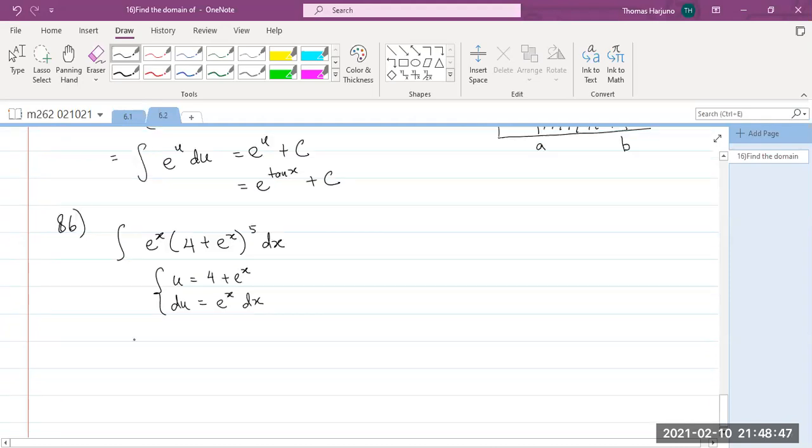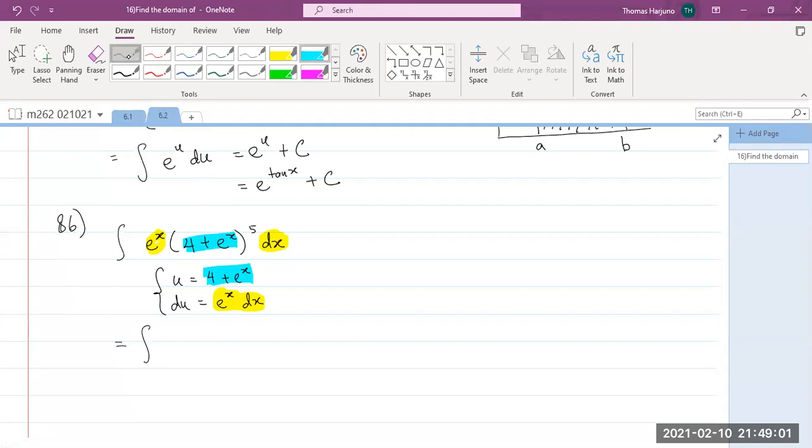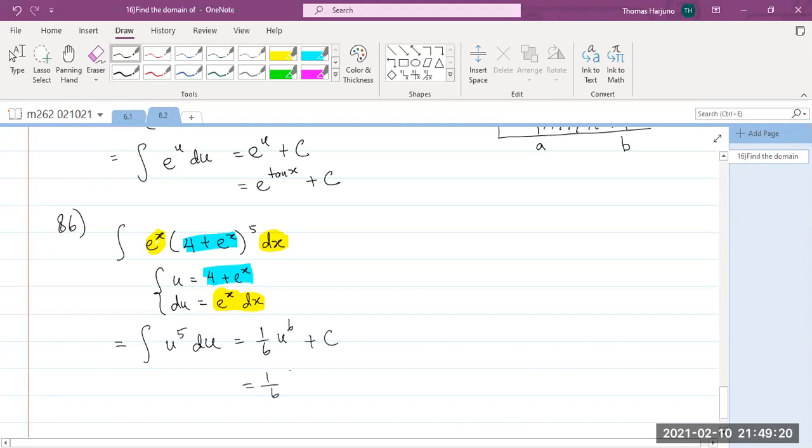Okay, so this guy then becomes the integral. Notice that this is my du, and this is my u. Hopefully, if anything is ugly, substitute that with u. So u to the 5th du. Oh, that's Mickey Mouse. So that's 1/6 u to the 6 plus constant. Then substitute that back: 1/6 times (4 plus e to the x) to the 6 plus constant.